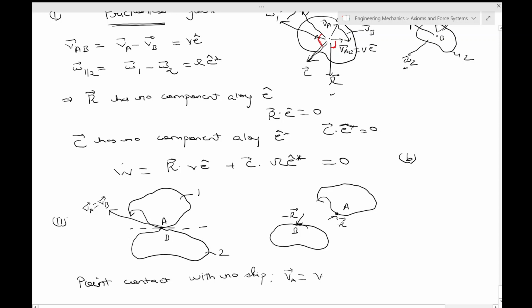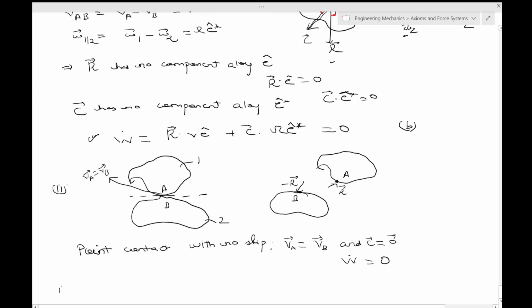VA will be equal to VB and C will be equal to 0 in this case. So that's why W dot, if you look at this one, will be equal to 0. Again a workless force system.